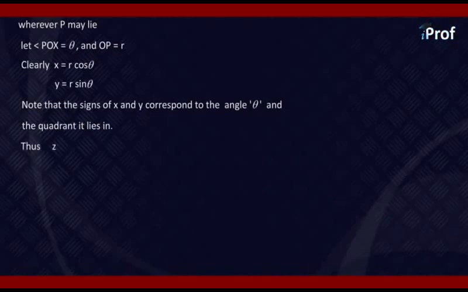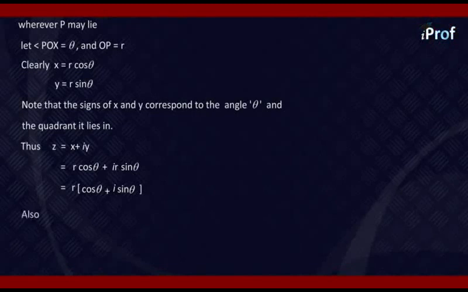Let z equal x plus iota y, where x is equal to r cos theta and y is equal to r sin theta. Z becomes r cos theta plus iota times r sin theta. Taking r common, you get r times (cos theta plus iota sin theta). Clearly, x square plus y square equals r square.